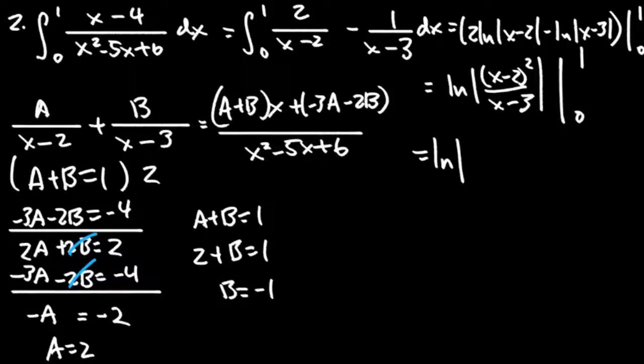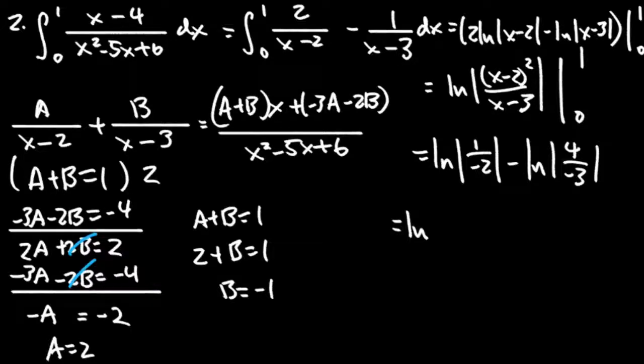Okay, that'll be interesting. ln of, let's see, that's going to be -1 squared is 1 over -2, and then minus ln of 4 over -3. So we have ln of 1/2 minus ln of 4/3, because we absolute value all that, so it's all positive.